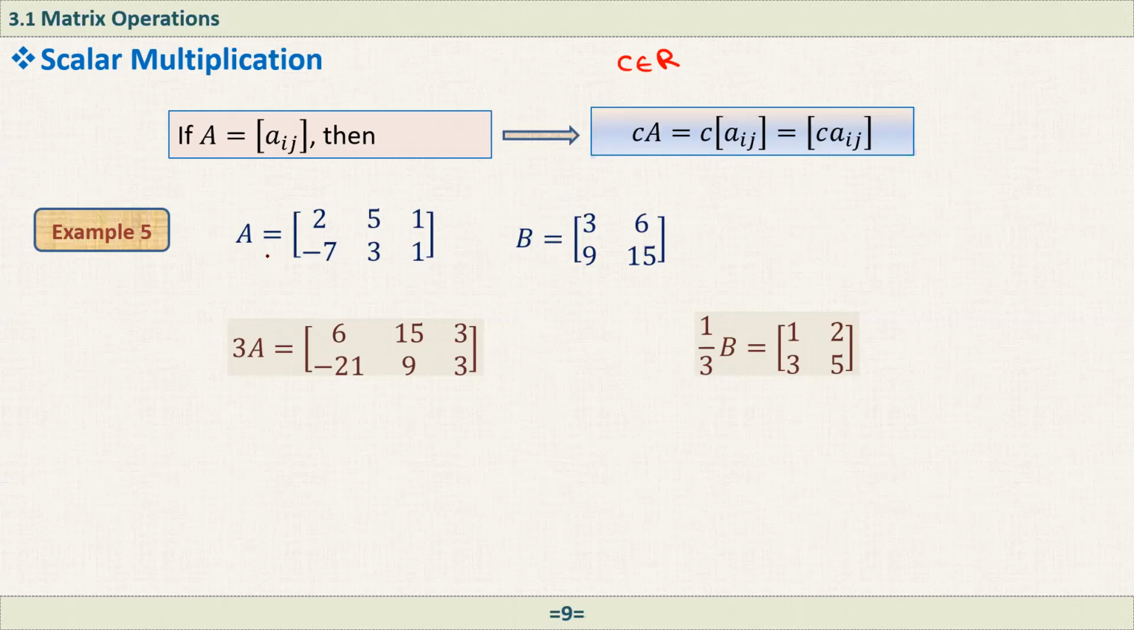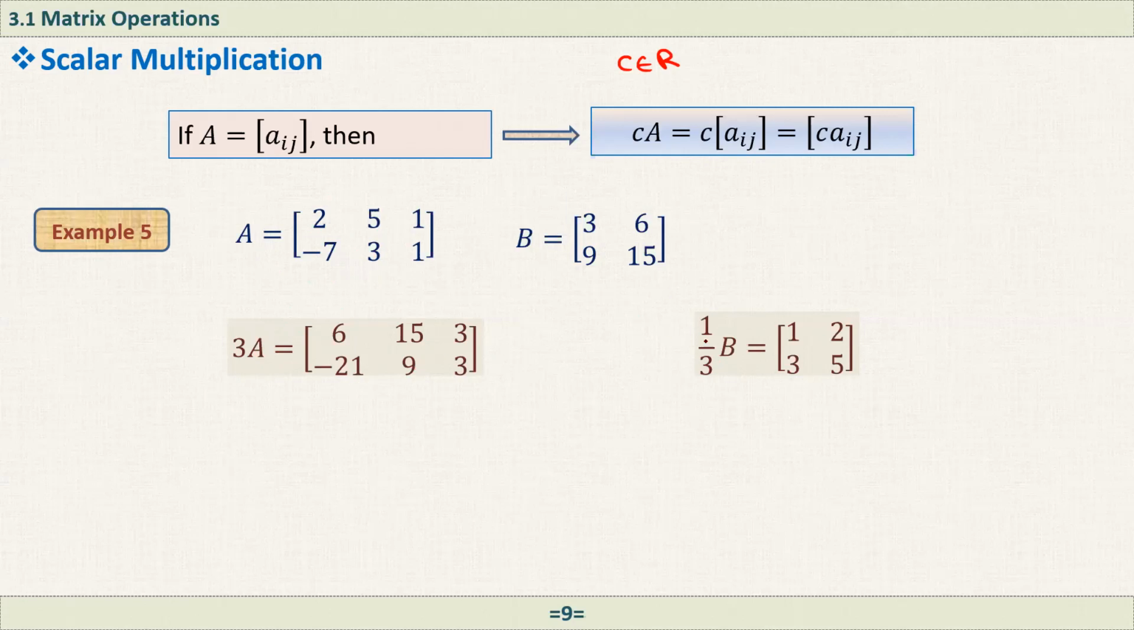For example, let's say we are given matrix A and matrix B. First we need to multiply matrix A by 3. That means we need to multiply each component, each entry or element, by 3. So 3 times 2 equals 6. 3 times 5 equals 15. 3 times 1 equals 3. In a similar way, we can multiply all the entries in the second row. 3 times negative 7 is negative 21, 3 times 3.